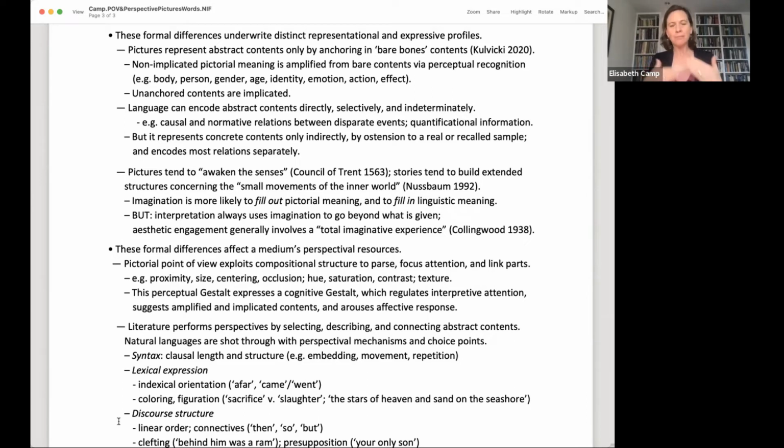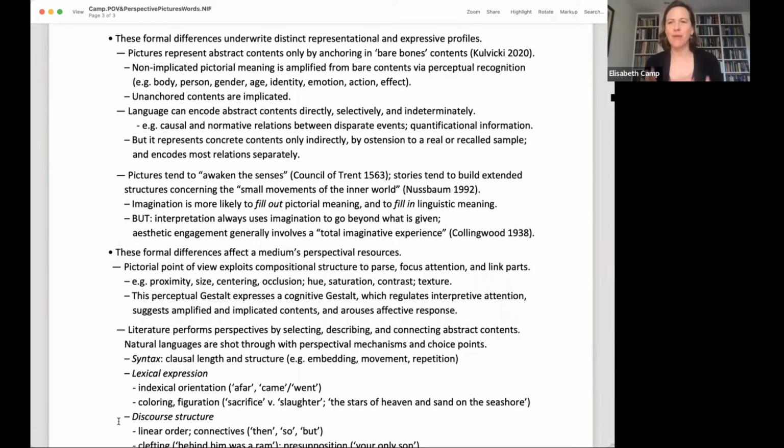But that more abstract meaning is anchored in the bare bones content, and we recover it by means of perceptual recognition. So there's amplification from bare bones content, which is anchored. And then there may be other contents which the picture conveys, say that God has given Abraham a reprieve, but that is merely implicated. That is not represented in the picture, I would say. So to the extent that you get abstract contents in pictures, they are either amplified from bare bones content or implicated from anchored content.